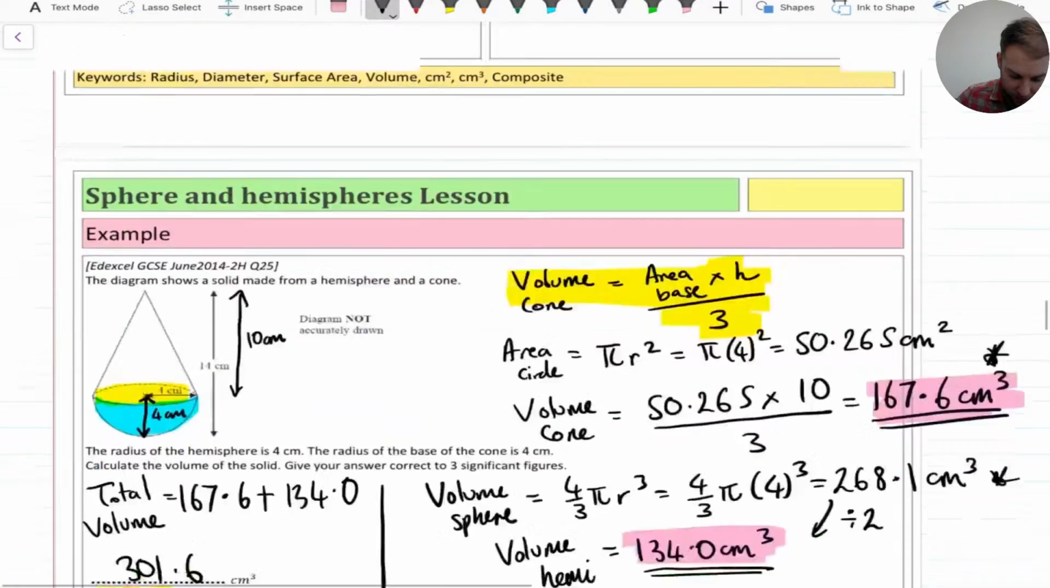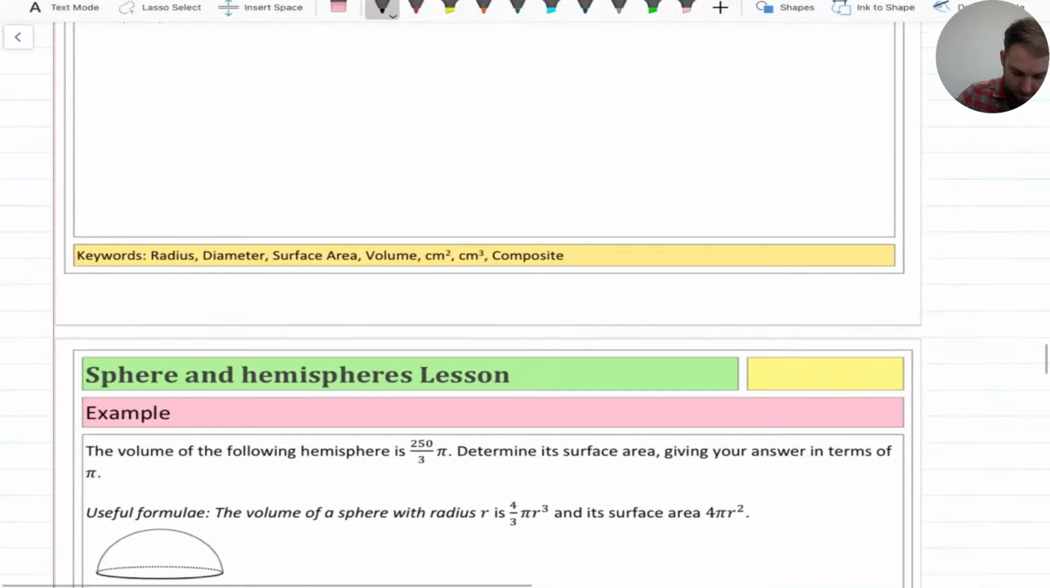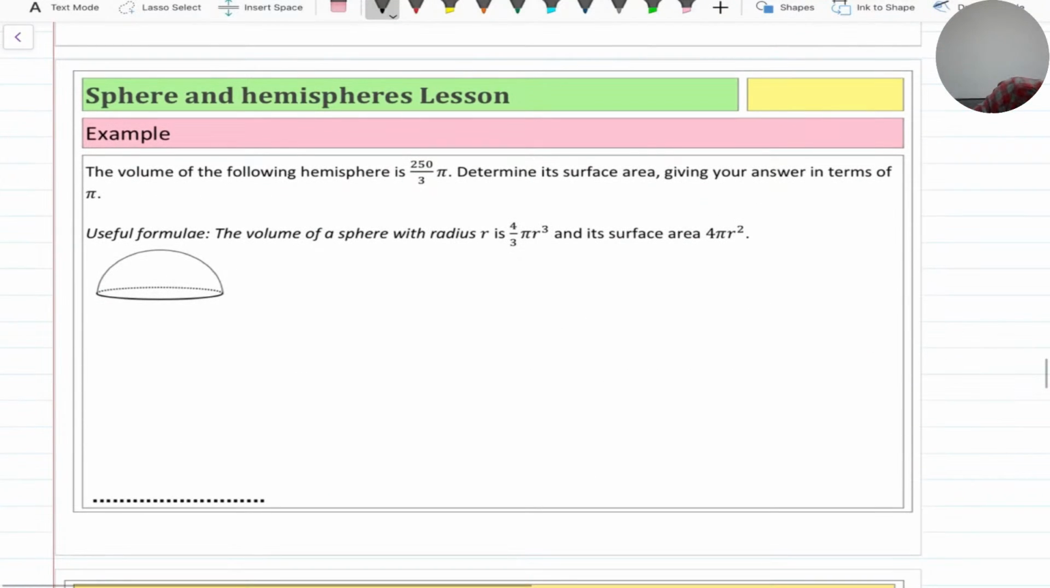This is our last example before we have a little go at a worksheet. This is example 7. Last little example before we have a go at some ourselves.